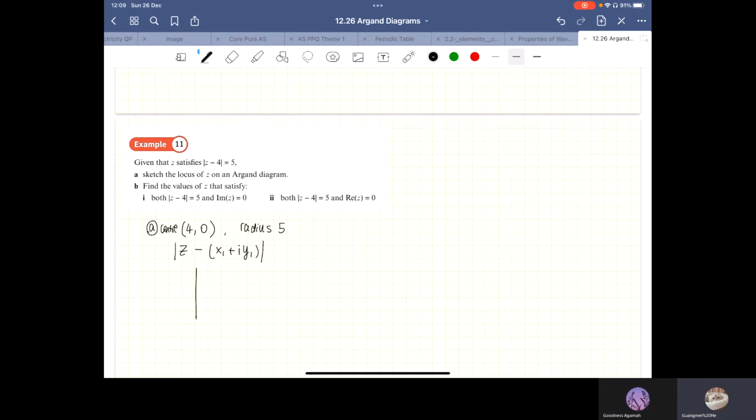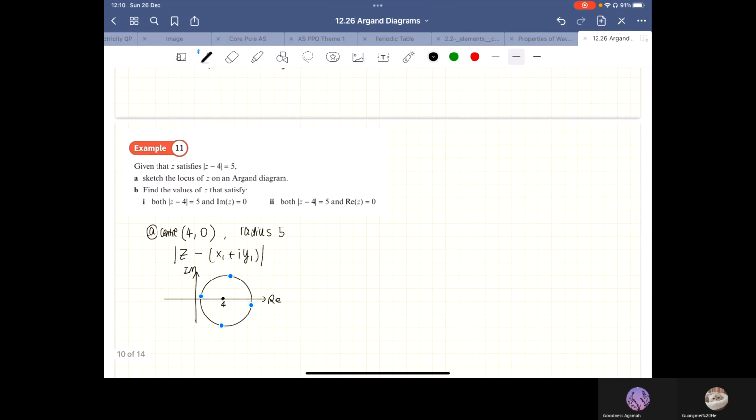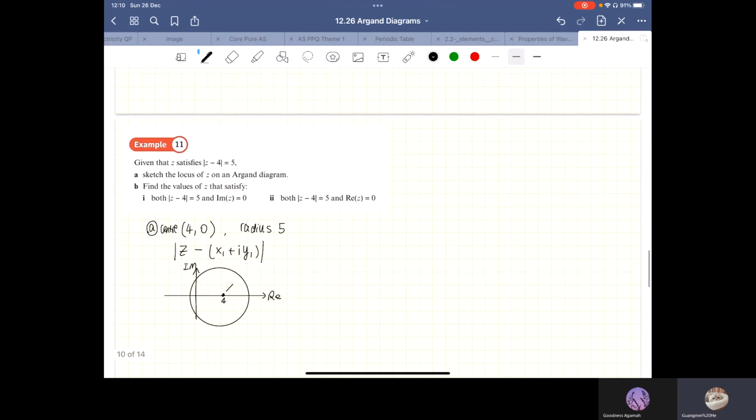And presenting it on a diagram. This is the center of the circle, and that's our circle. And the radius is 5. You can represent it like this, 5. That's it. We're done with part A. Let's go on to part B.